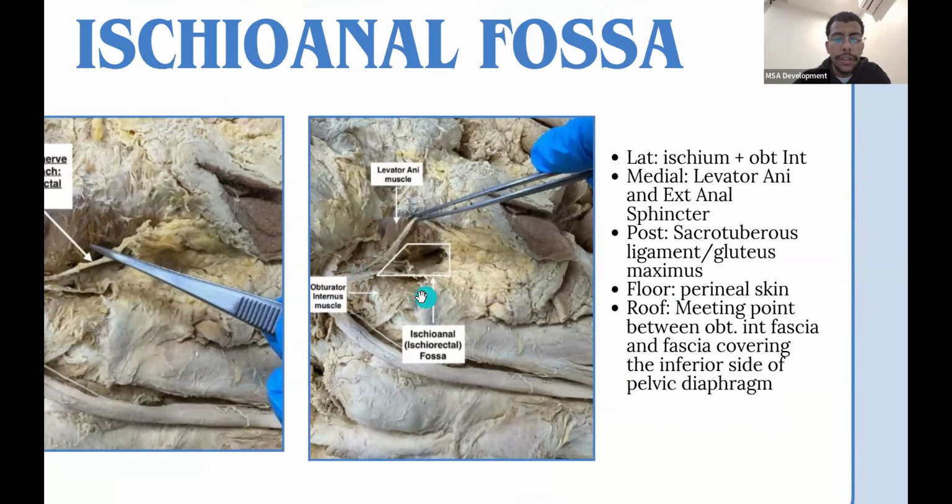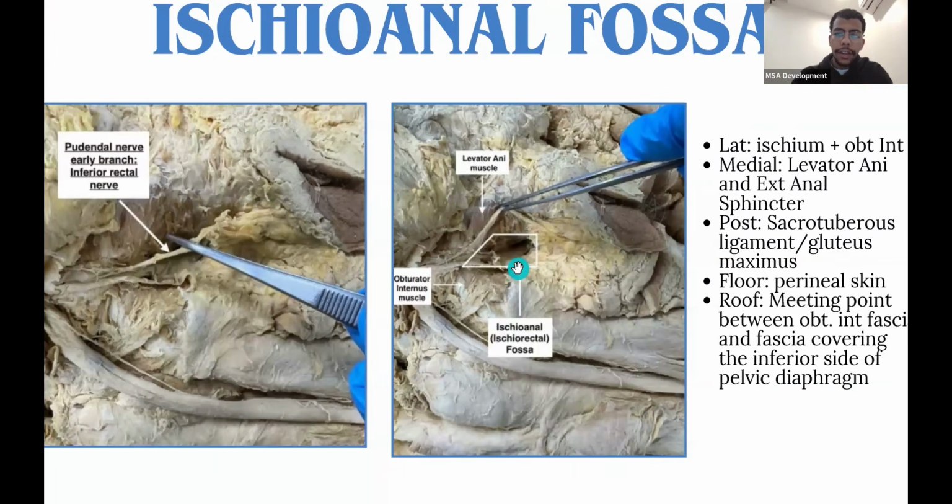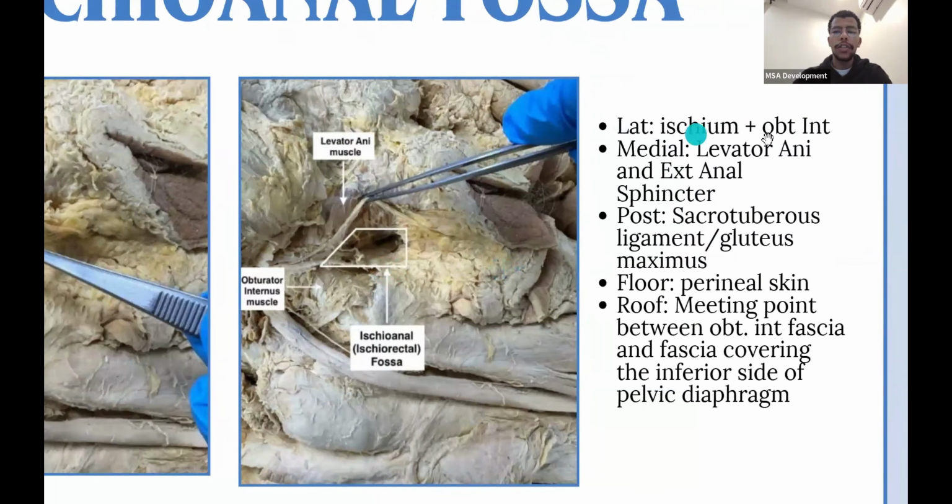Now, you need to know the borders of the ischio-anal fossa. So laterally, here I want you guys to follow with the text. Laterally, we have the ischium and the obturator internus. So here, this side is what? The obturator internus with the ischium, laterally. Then, medially, as we said, levator ani. Also, the external anal sphincter, but honestly that is really not that important, but just know it because why not?